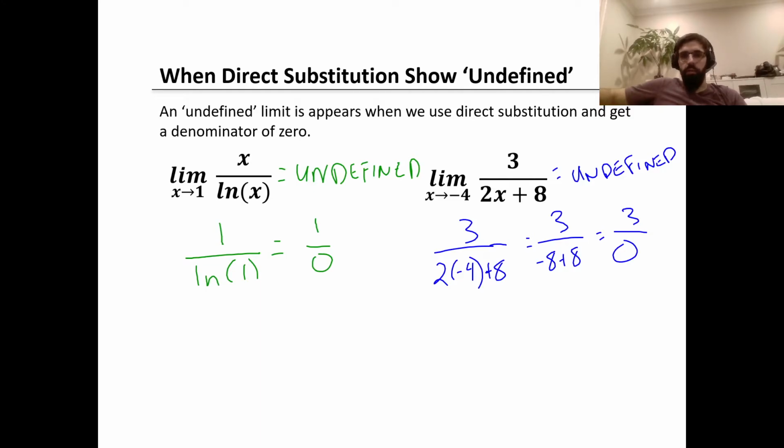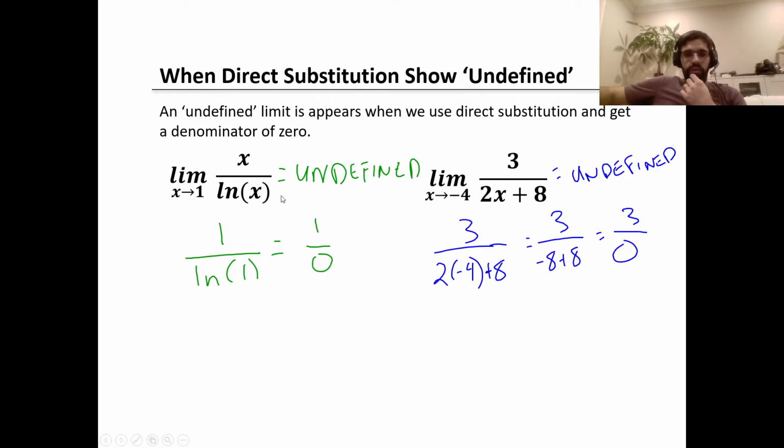So now, what happens when we use direct substitution and we get an answer that we're going to call undefined? If I use direct substitution on either of these examples, so the limit as x approaches 1, if I plug in 1 for x, I get x equals 1 on top, and then the natural log of x becomes the natural log of 1, and the natural log of 1 equals 0. If I remember, that means that e to the power of 0 is equal to 1. That's how I remember natural logs.